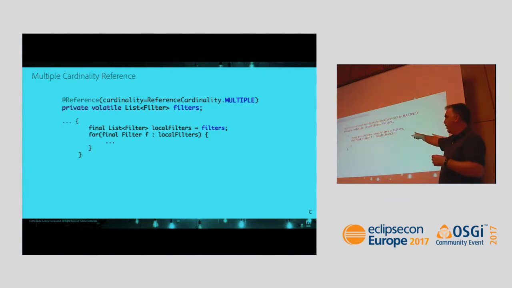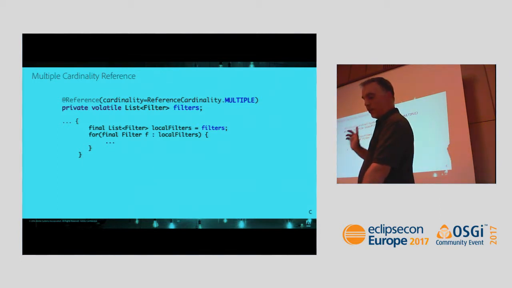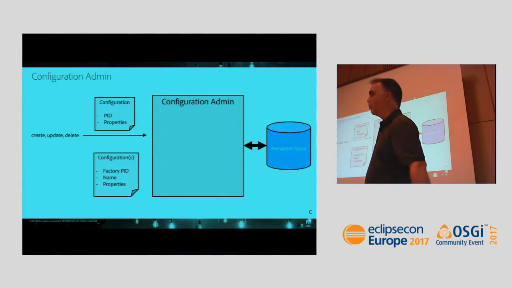So you have to check in your code that you first copy the current thing into a local variable, iterate over the filters, and you're fine with concurrency in that case. So these are references to other services. Again, nice and easy with annotations.